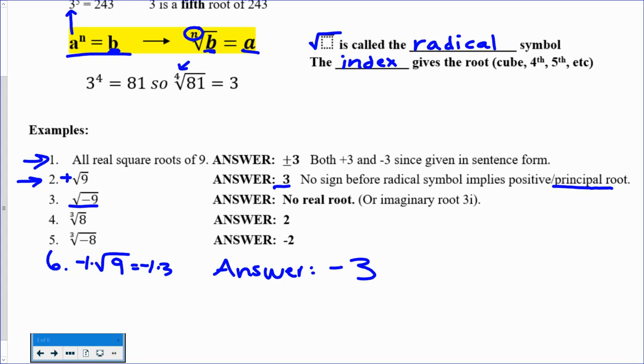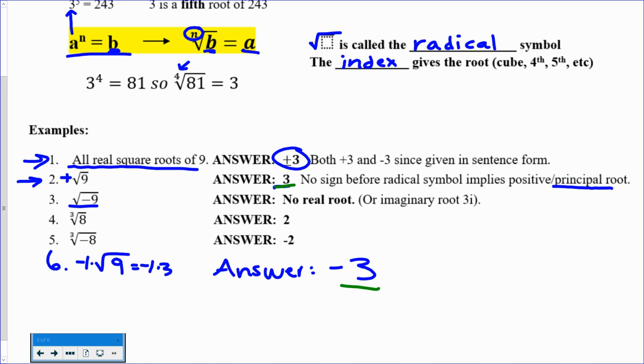Okay, if it says all real, so in a sentence form, that's the only time it's asking for both. When you have the symbol, you're looking for, did they have a plus or minus sign on the outside? Because that's going to tell me what sign I use. Or is there a sign on the inside? Now it doesn't work. So now there is no real root, so you'll need to pay attention to that.